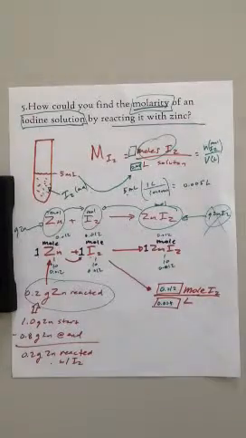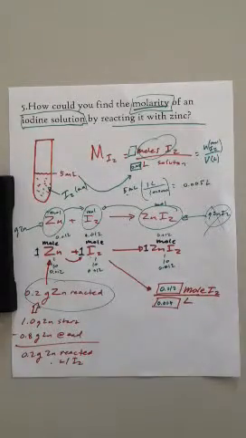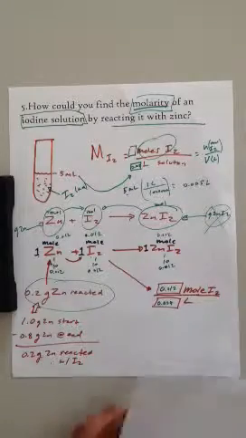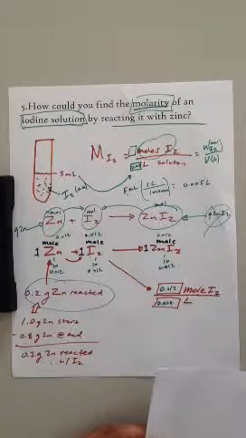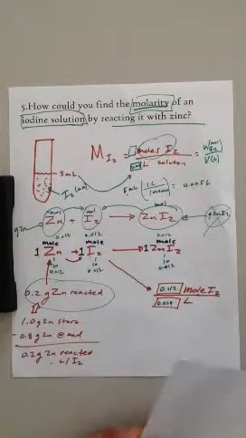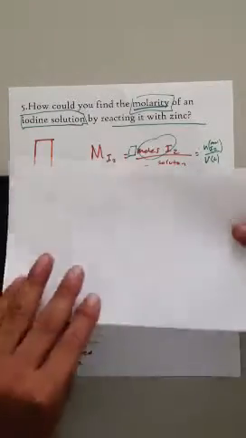Alright, here's question number 5. It's all about finding the molarity of an iodine solution when you can't just boil off the water, but by reacting it with zinc in a way that you've done before. So here we go.